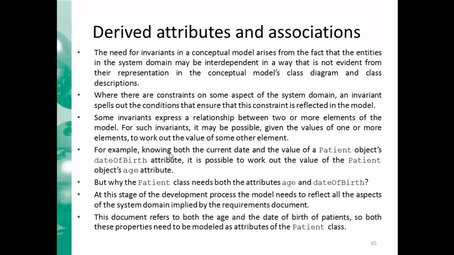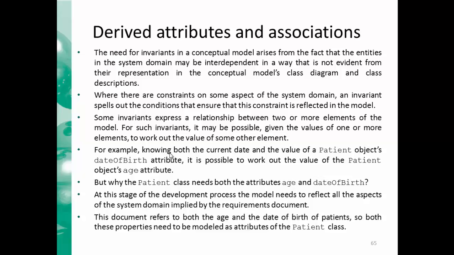Not all attributes and associations are given obviously in the system domain. By deep understanding of the system domain, we can derive attributes and associations. What do we mean by deriving them? It means that we can produce attributes from some existing attributes or associations from some existing associations.